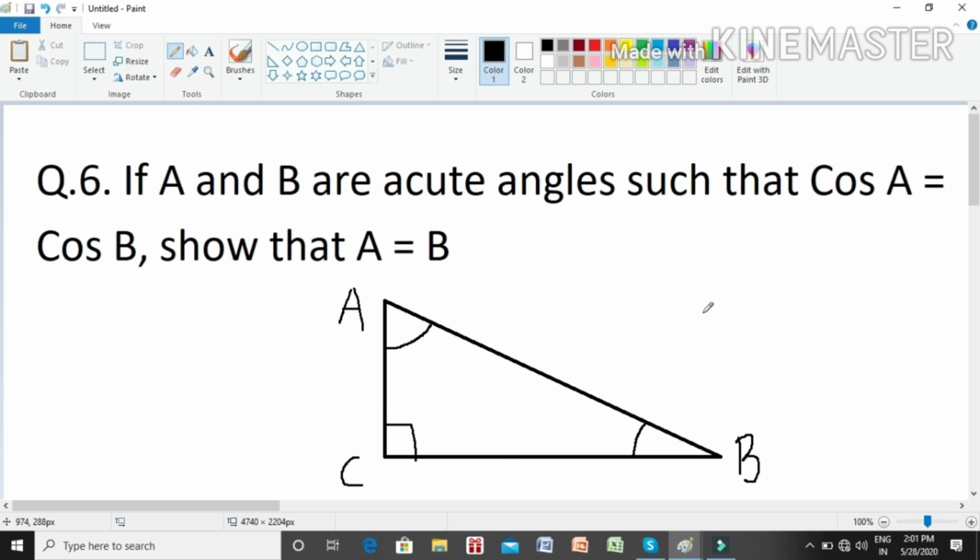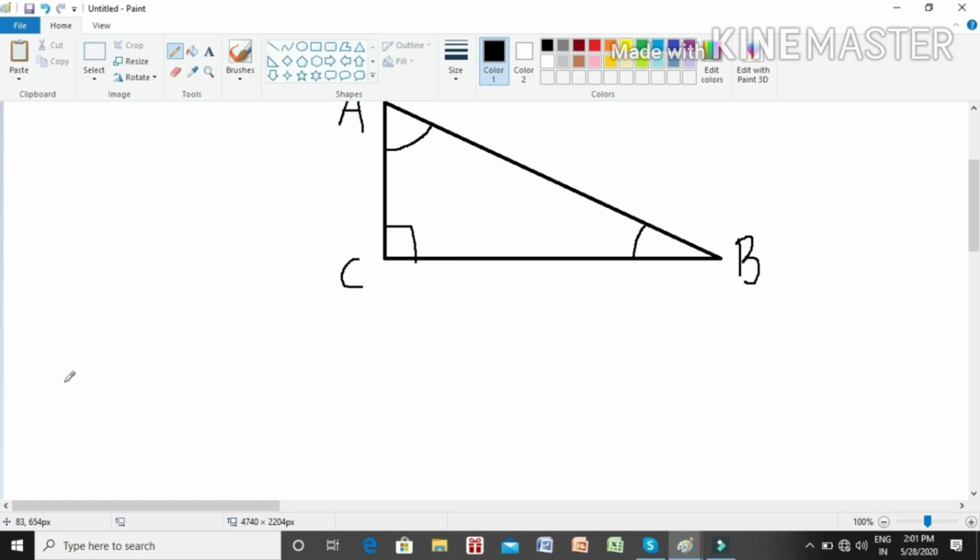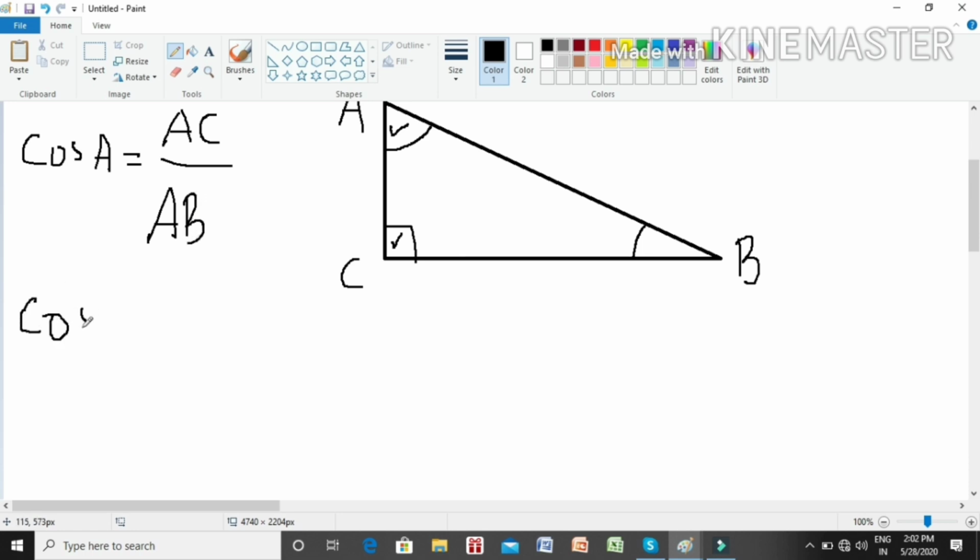Now it says cos A equals cos B. Now what do you mean by cos A? So cos A means base by hypotenuse. Now if you are targeting A, so this is angle A. So if this is angle A, the base should be AC. The base is AC. Why? Because the angle is resting on AC. And the hypotenuse is always the line which is opposite to 90 degree. So the hypotenuse is AB. Similarly, cos B. When we are representing angle B, the base will be this one, which is BC. And the hypotenuse again will be AB.